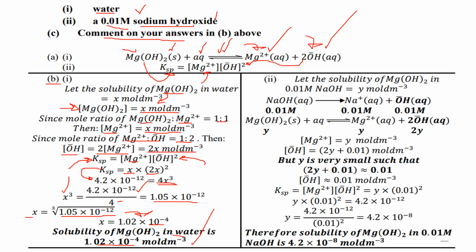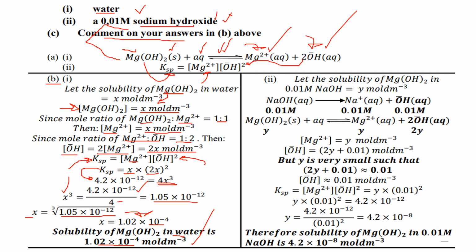Now let's calculate. Remember that we are adding magnesium hydroxide. If you compare sodium hydroxide and magnesium hydroxide, they both contain a common ion. That means that here we expect solubility to be decreased when you add sodium hydroxide. So let's look at that in calculation.